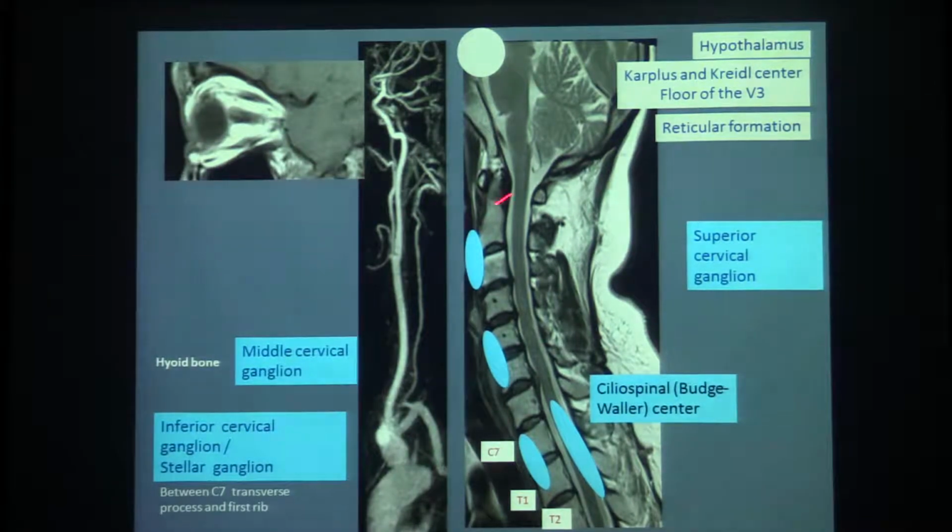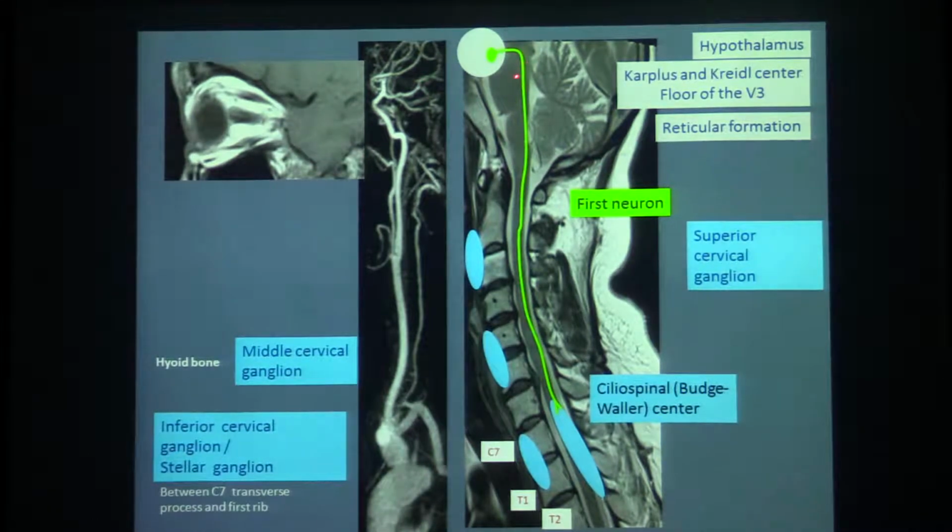The big landmarks are the floor of the third ventricle and the hypothalamus, the brainstem, the spinal cord, and some ganglia belonging to the sympathetic chain: the inferior, middle, and superior cervical ganglia. The inferior is at the level of C7. The middle ganglion is at the level of the hyoid bone, and the superior one is just at the level of the carotid bifurcation. When we draw this system, the first neuron comes from the hypothalamus, in the floor of the third ventricle.